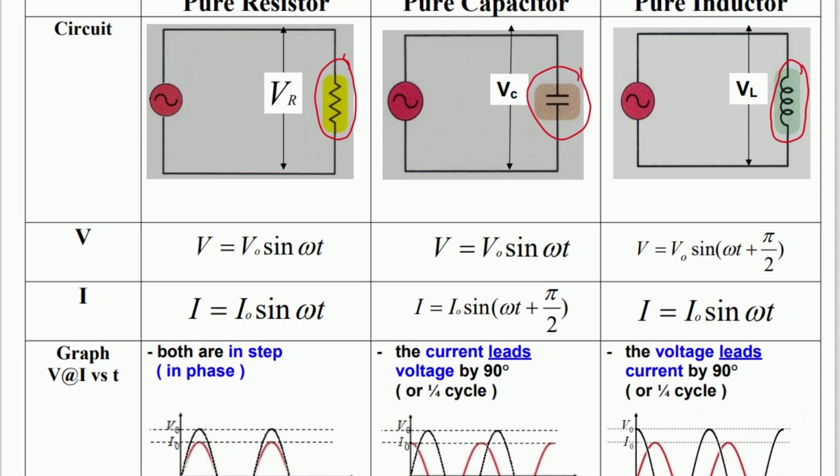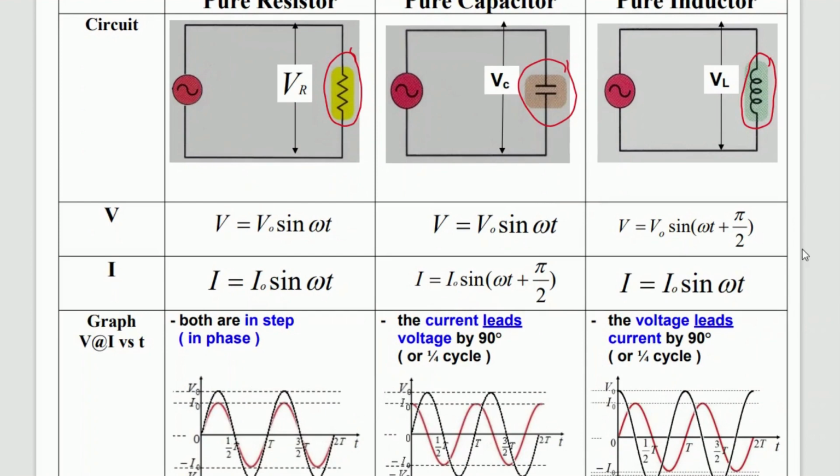So the concept here is, for the pure resistor, both current and voltage are in phase. Both of them start from the same point, 0. Because this is the sine graph, the equation for the voltage is V equal to V naught sine omega t, and for the current, I equal to I naught sine omega t. So when there is a current, there will be a voltage. No current, no voltage. Both are in phase, so the graph will start from 0.